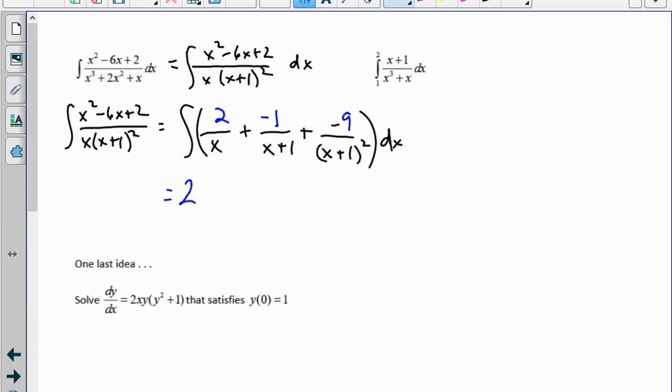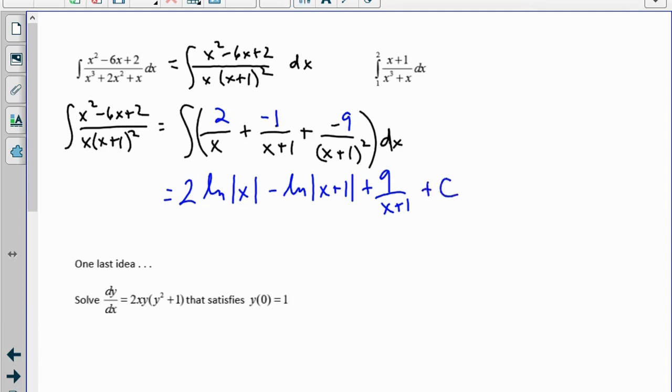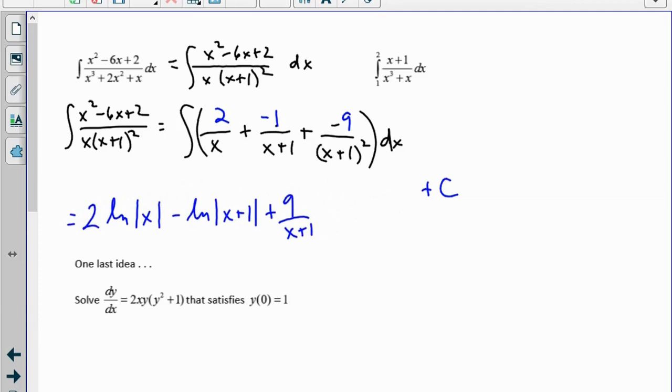So this is equal to 2 times the natural log of x minus the natural log of (x + 1). And then this one is plus 9 over (x + 1). And we learned that in the previous side, because if we have negative 9, when we integrate the squared term in the denominator, it changes the sign. So it's going to end up being plus 9 over (x + 1). And then that's plus C. So that's that one.